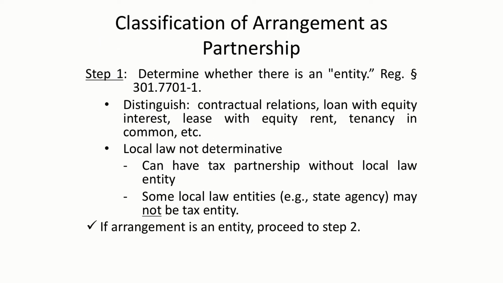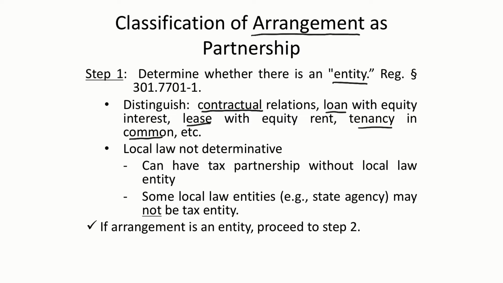We're going to talk about that, but just keep in mind this is very broad. So the next question you might have is, okay, if it's very broad, how do we know if something is going to be taxed as a partnership? We have a 4-step process. The first step, we determine if there's even an entity at all under the federal tax law. Notice that we're talking about classifying an arrangement. This is trying to distinguish certain contractual relationships, loans, leases, and tenancies in common.